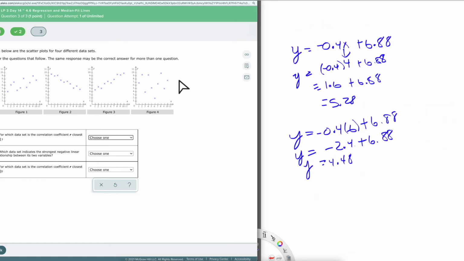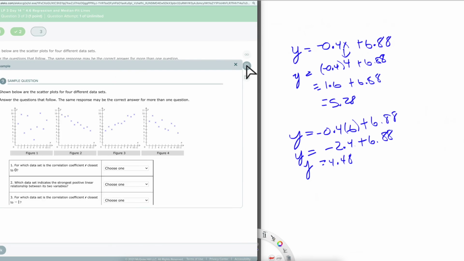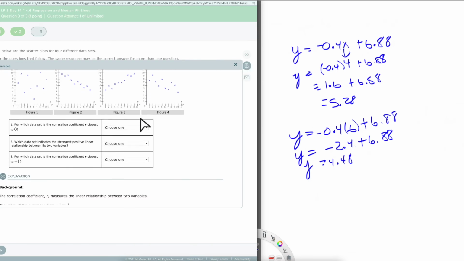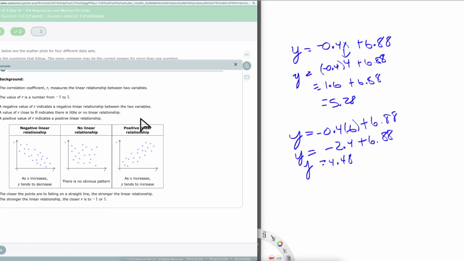So now that we've looked at it and thought about our data, let's go ahead and look at the questions. For which data set is the correlation coefficient R closest to 1? If we've never heard this before, this would be a really good time to click on an example so that we know what it's talking about. Because if we've never heard about the correlation coefficient, then we wouldn't really know how to answer this. So the correlation coefficient measures the linear relationship between 2 values.